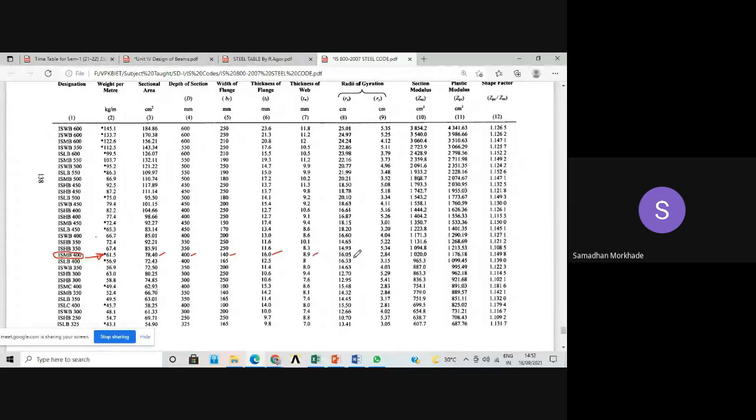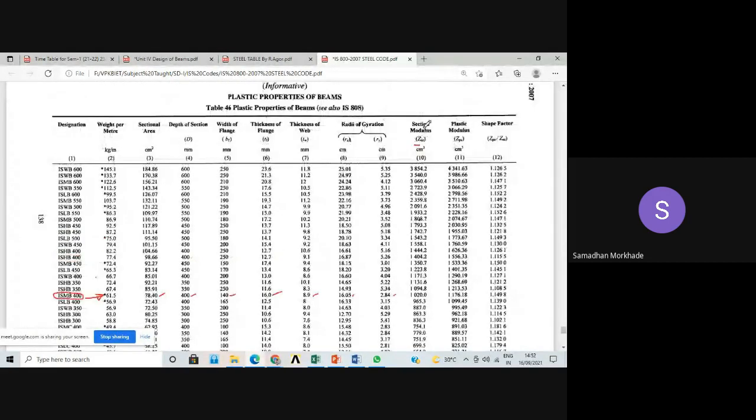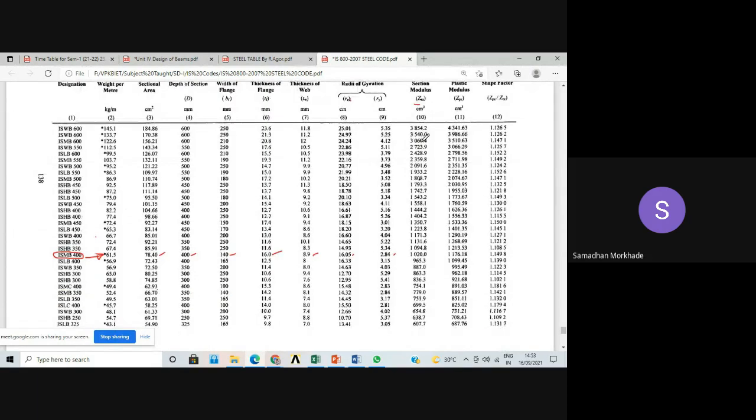is 8.9. These are the radius of gyration, RXX, RYY. The RXX is called RZZ. Then this is the section modulus. See, ZEZ, elastic, it is simply called a section modulus, okay? And we call it elastic section modulus. It is one and the same thing, ZEZ. So it is 1020, and ZPZ is 1176.18, and its shape factor is 1.1498.